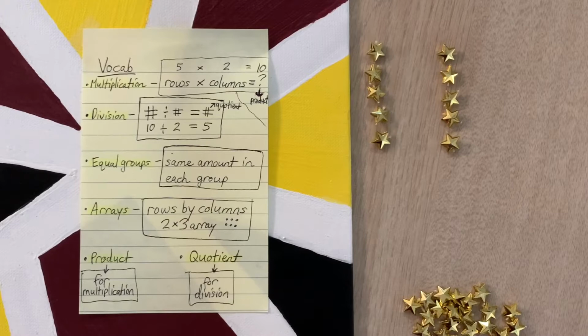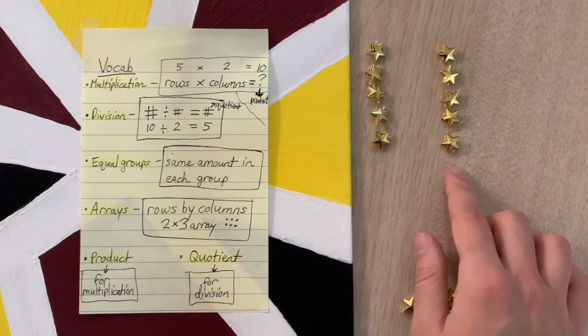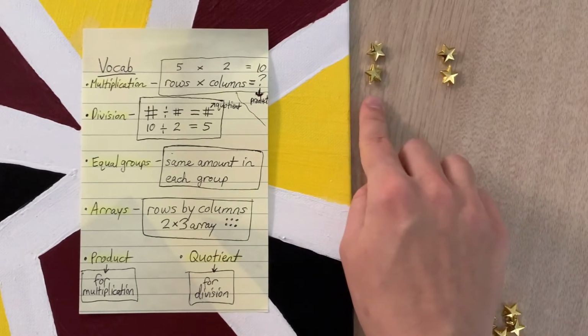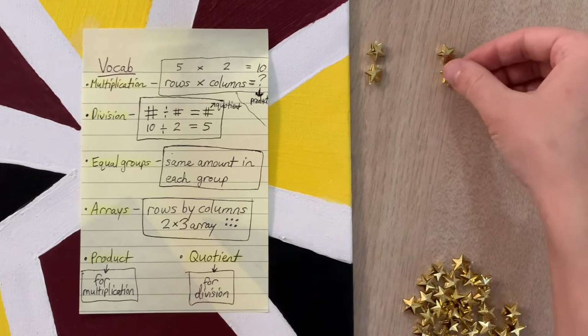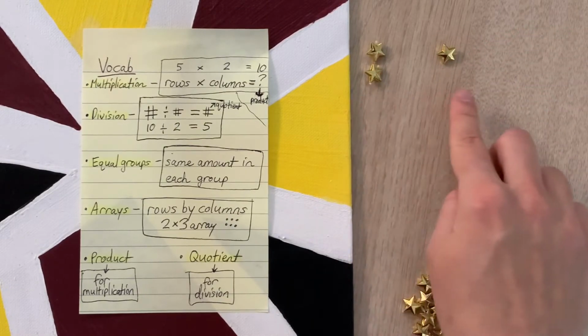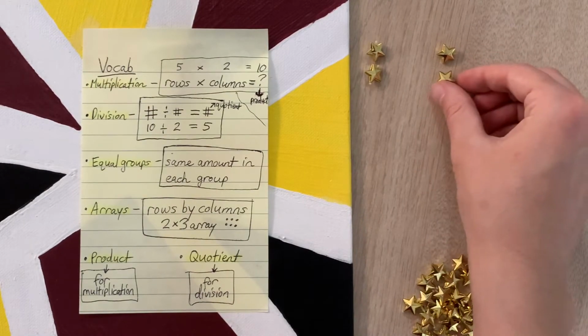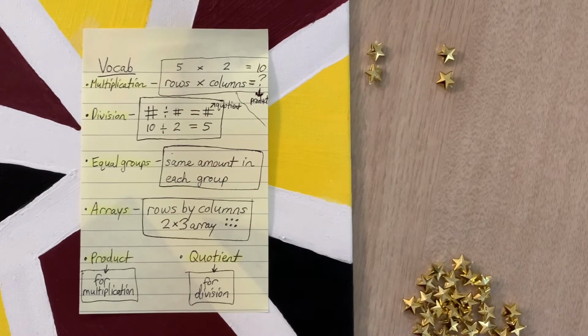So our next vocabulary word is equal groups, and this means that the same amount needs to be in both groups. So for example, if one group has 5 stars, then the second group also needs to have 5 stars. Or if one group has 2 stars, then the other group also has to have 2 stars. It wouldn't work if one group had 2 stars and the other group had 1 star. Those would be unequal groups, and those don't work. We have to have equal groups. So 2 stars and 2 stars, those are equal groups, the same amount in each group.